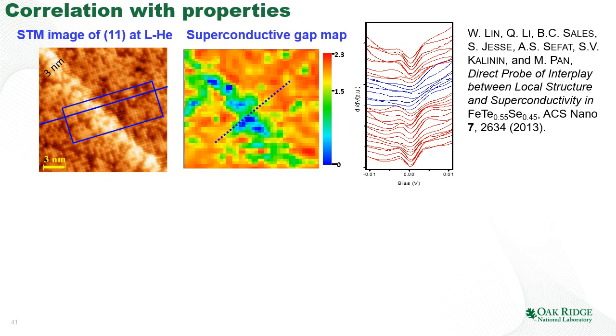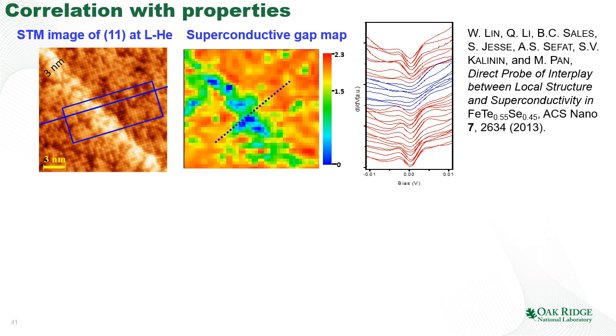Now, let's talk a little bit more about the correlation between the structure and properties. And let's look at this simple example. So this is the scanning tunneling microscopy image of a high-temperature superconductor, where we can map the atomic structure. Then we can select a sub-image on the surface. And within this sub-image, we can perform the scanning tunneling spectroscopy.